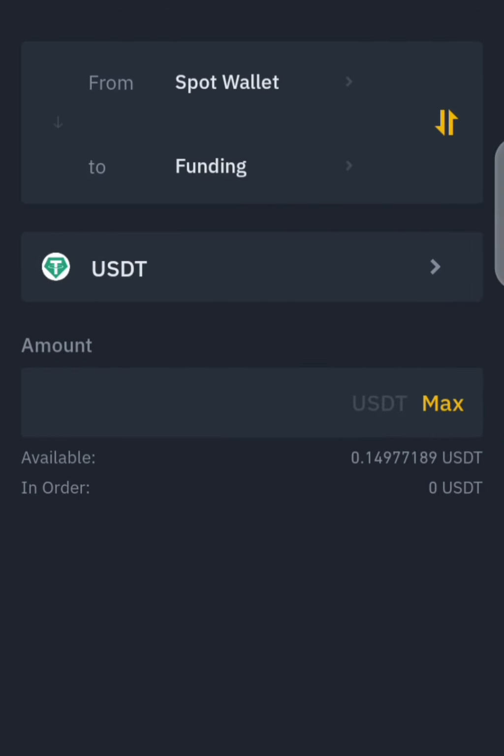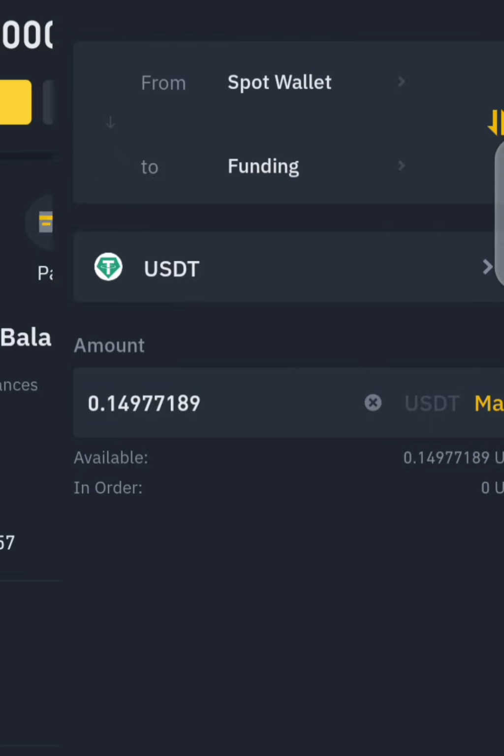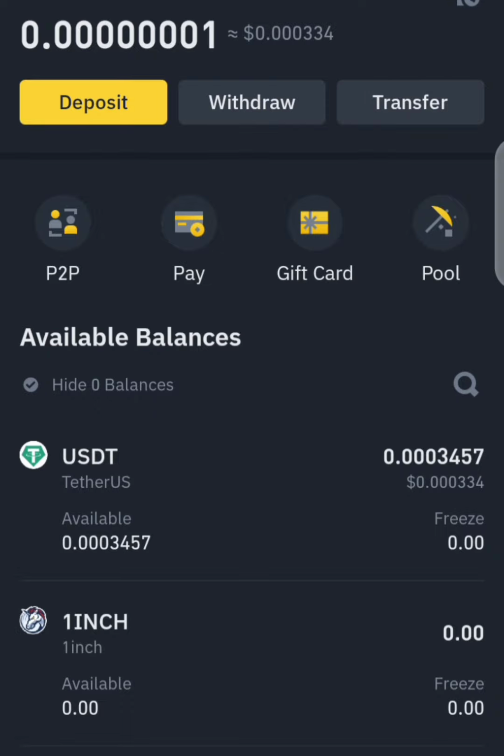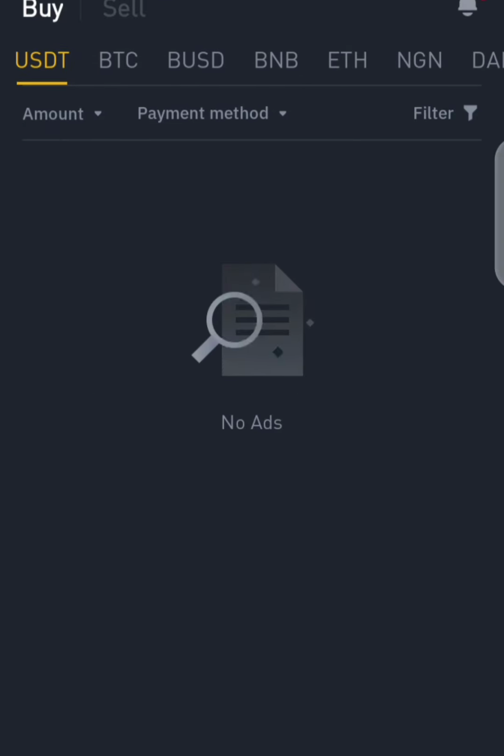So once you change it to USDT, you put the amount. If it's all of this money I want to actually sell, you click confirm. Once you click confirm, the money will now move from spot to funding. Once the money is on funding, then you can go and do what I want to do now. Okay, so let's go back to P2P.